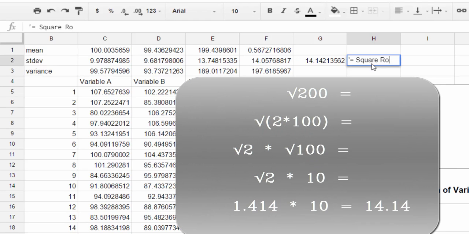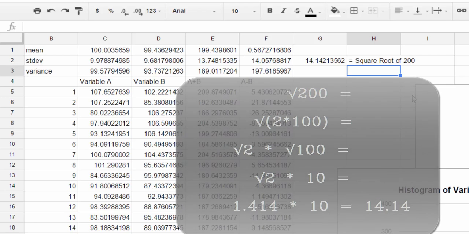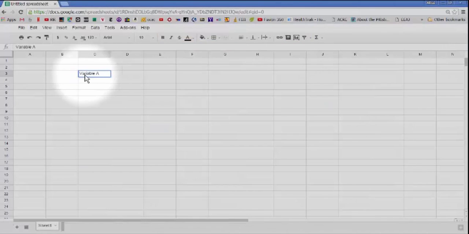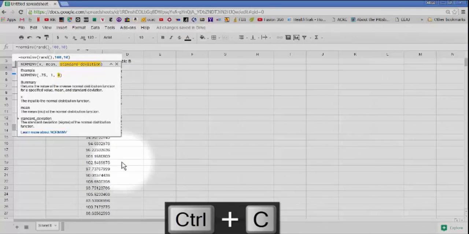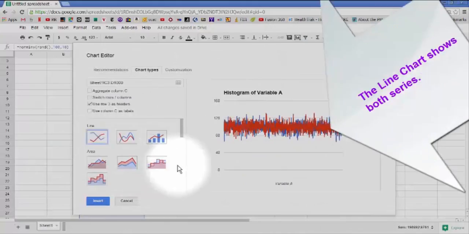Some of you might also understand that the square root of 200 can be thought of as the square root of 2 times 100, which can be broken down into the square root of 2, which is 1.414, times the square root of 100, which is 10. If you understand this, you've come further than any student in any of my classes so far.